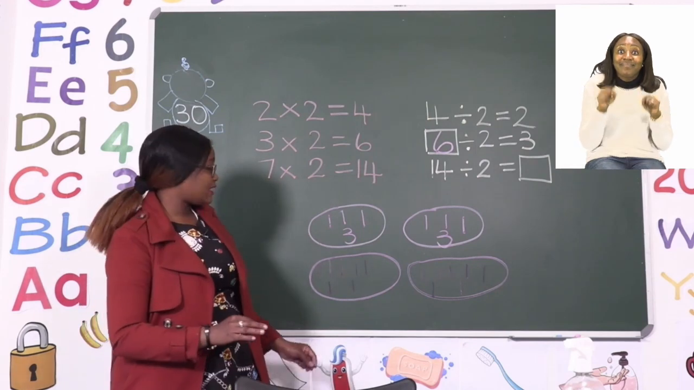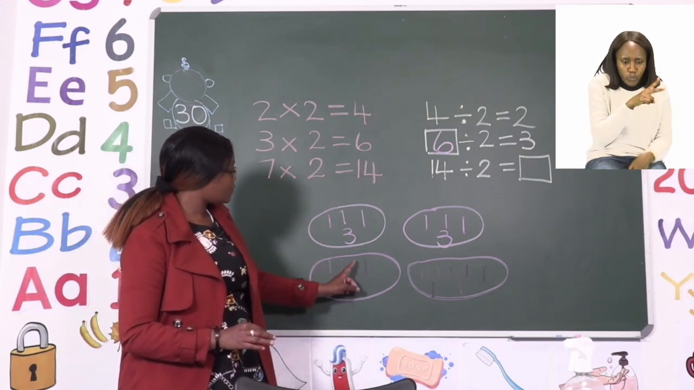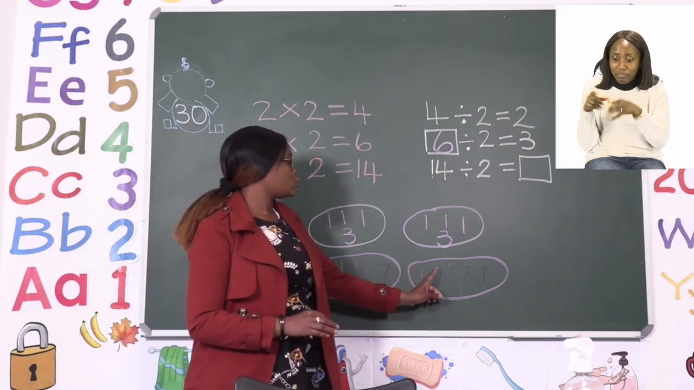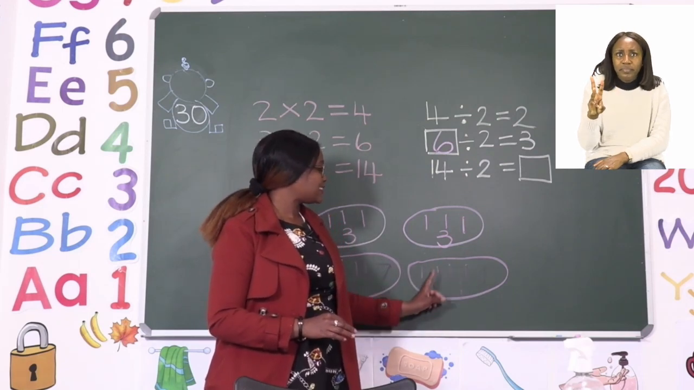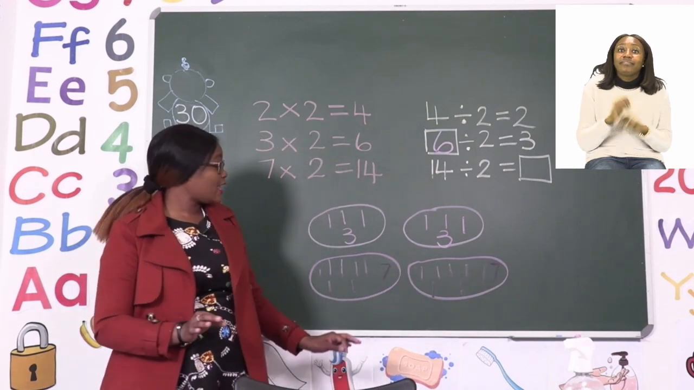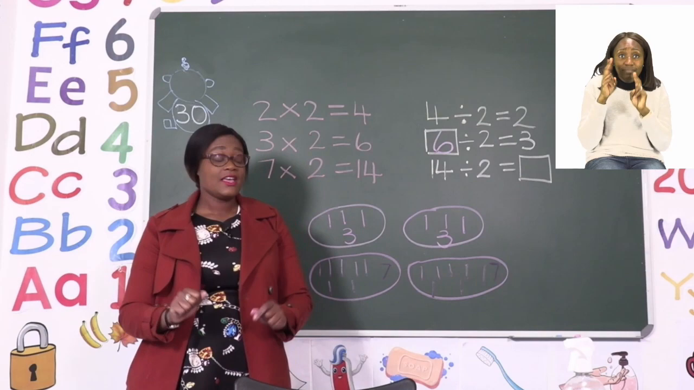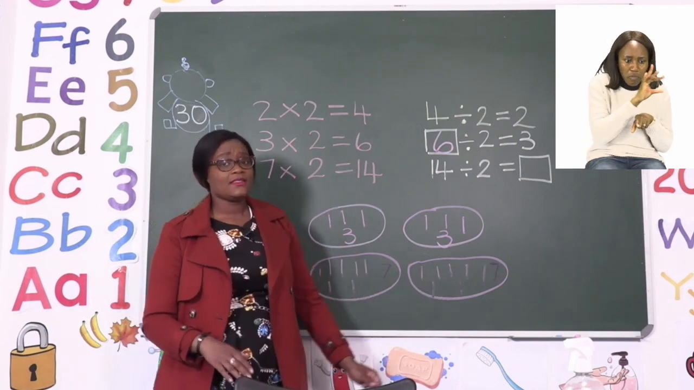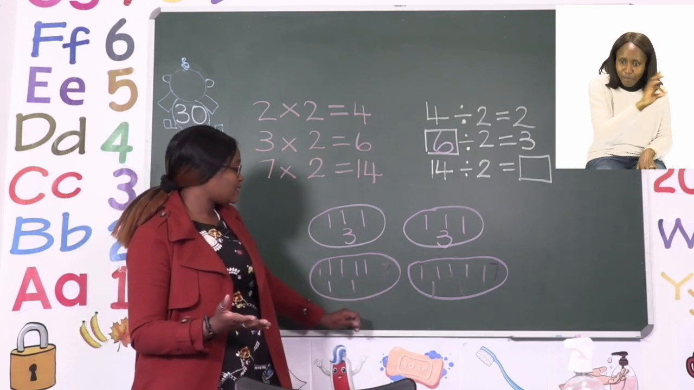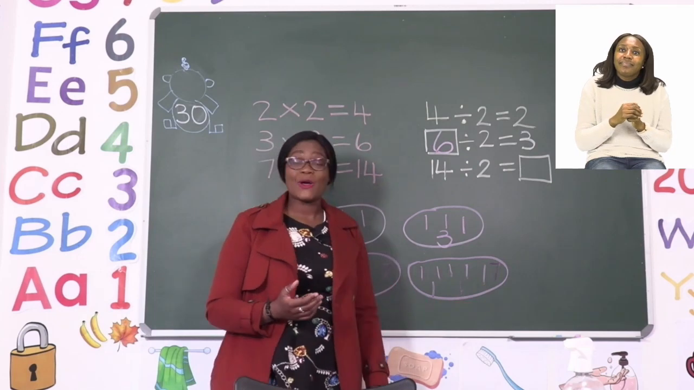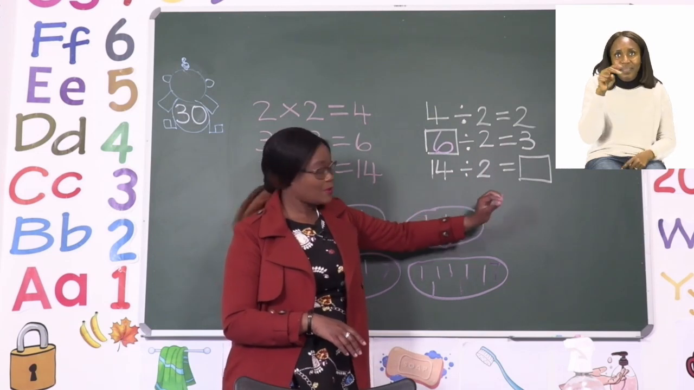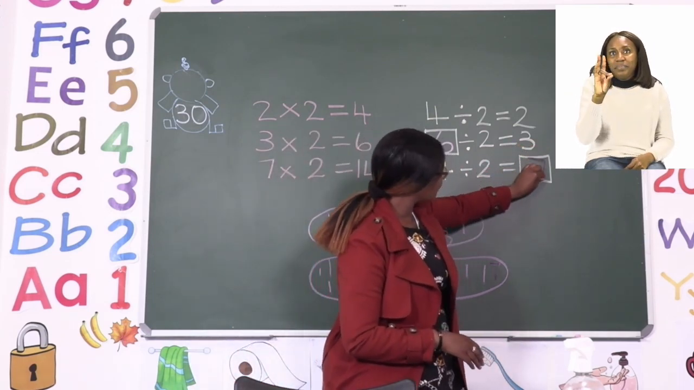Then we count how many are in each. 1, 2, 3, 4, 5, 6, 7. This one has 7. 1, 2, 3, 4, 5, 6, 7. This one also has 7. Make sure that when you are looking for your answers, they need to match. If we had 8 or 5 in this one, then that means we made a mistake and we would have to start again. But we're lucky because in this one, there is 7, and in the next one, there is also 7. So that means 14 divided by 2 will give us 7.